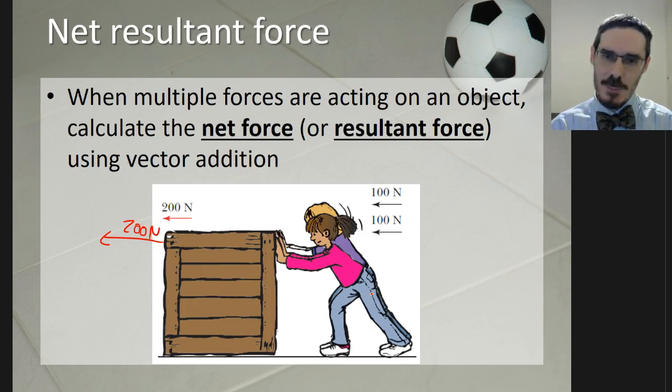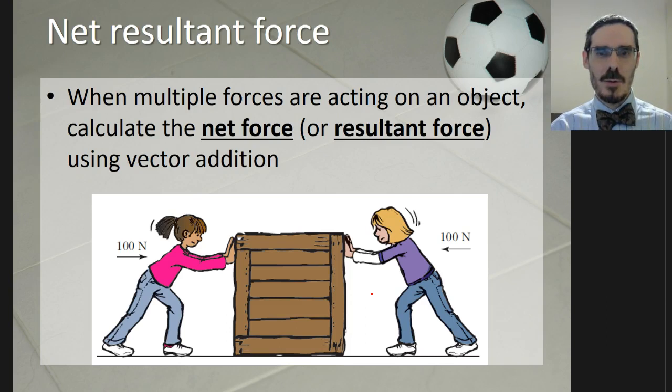Oh look, wrote it on for me. But what happens if we're pushing in opposite directions? Well, actually, this force and this force are going to cancel out, and there's no net force on this box. The box is not going to move.